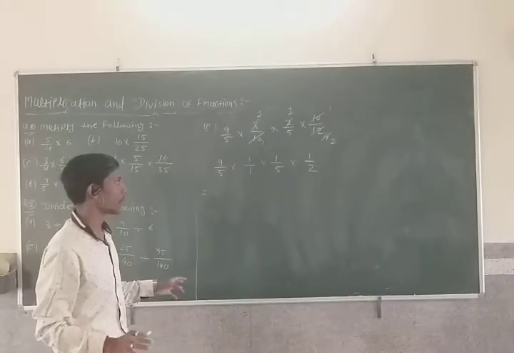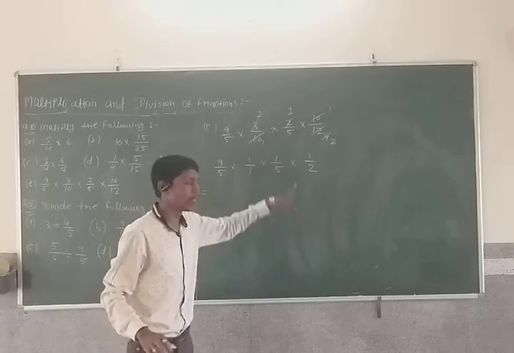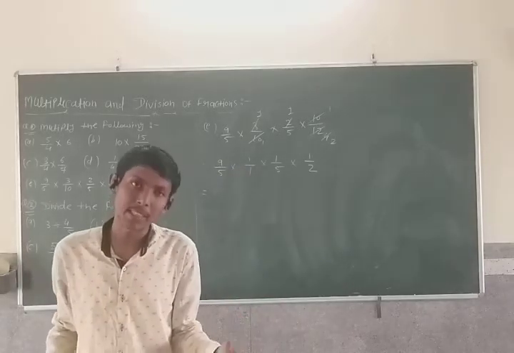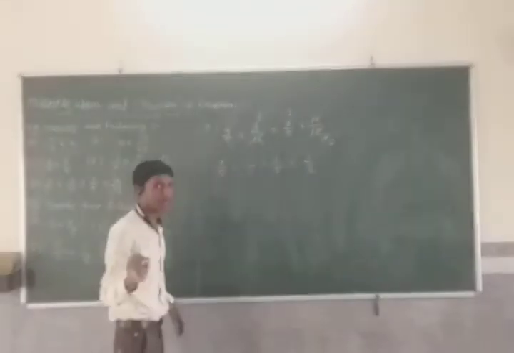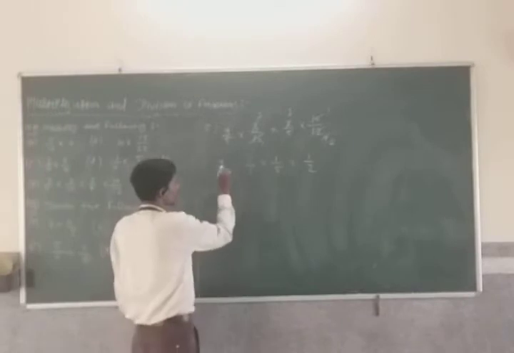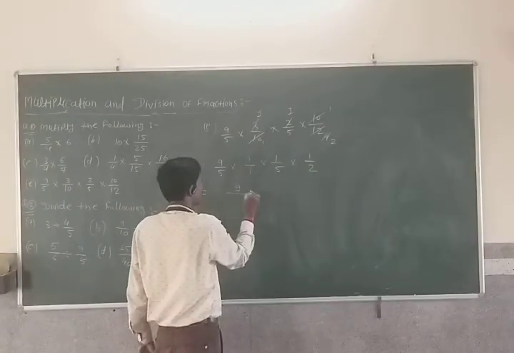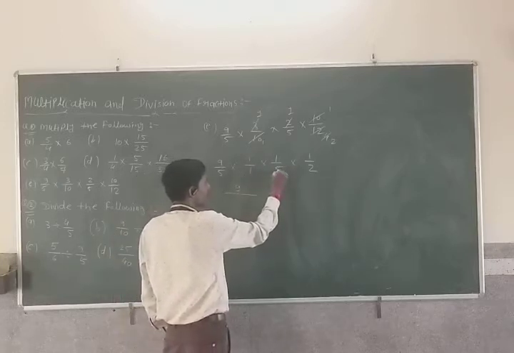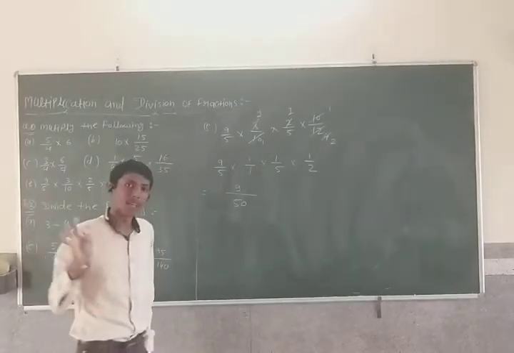Now it cannot be simplified. This 5 to 5 we cannot cancel because they both are denominators. They both are denominators of the respective fractions. So we cannot simplify like 5 1s are 5. Okay, so now 9 multiply 1 multiply 1 multiply 1 will be 9 only. 5 multiply 1 is 5, 5 multiply 5 is 25, 25 multiply 2 is 50. So that will be your answer.